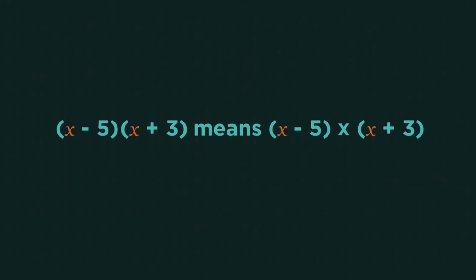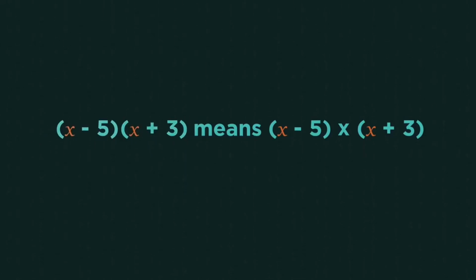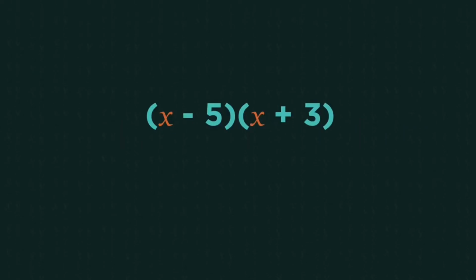Remember that in algebra, when two things are next to each other, it means they are multiplied. So we need to multiply everything in the second bracket by everything in the first bracket. I'm going to show you two methods, and then you choose whichever one you prefer. For the first method, we draw arcs linking each term.